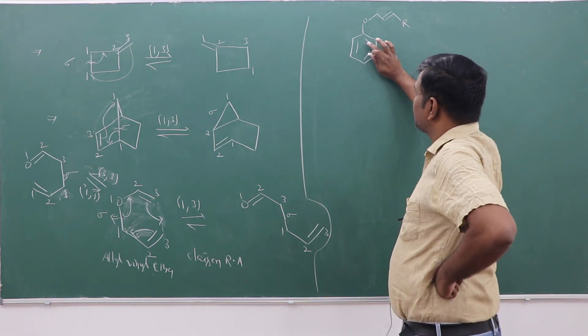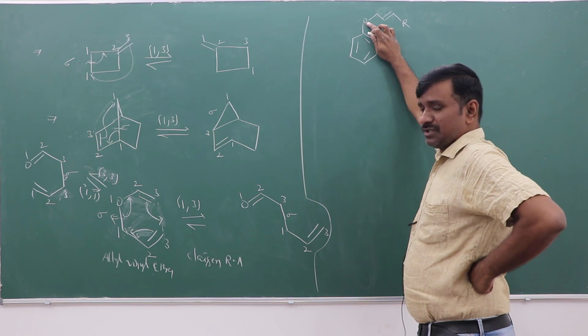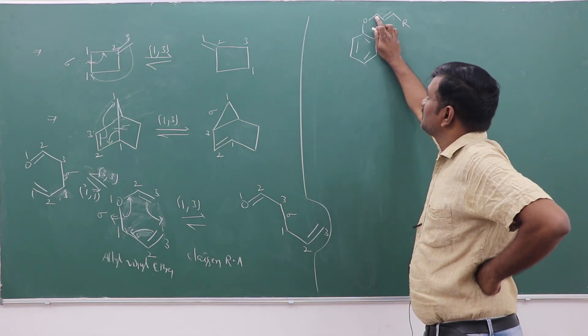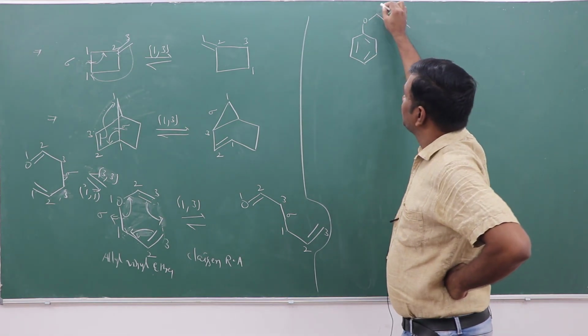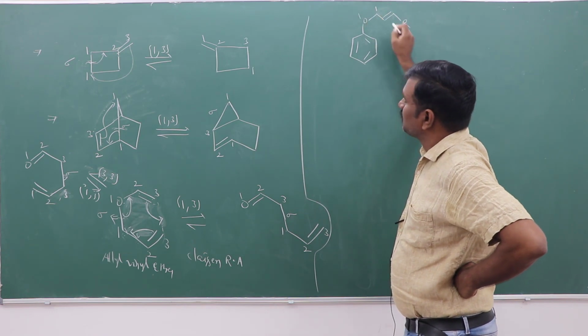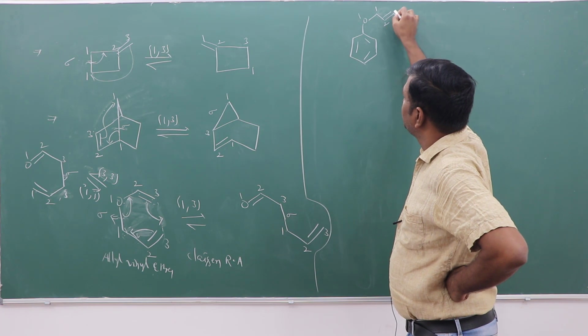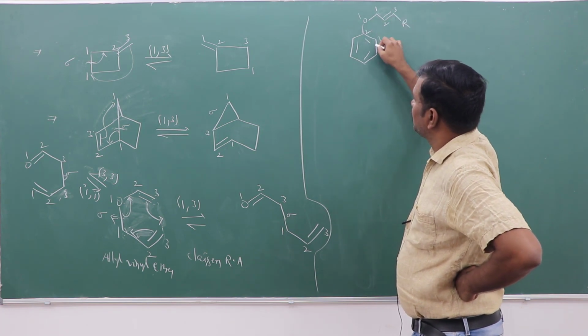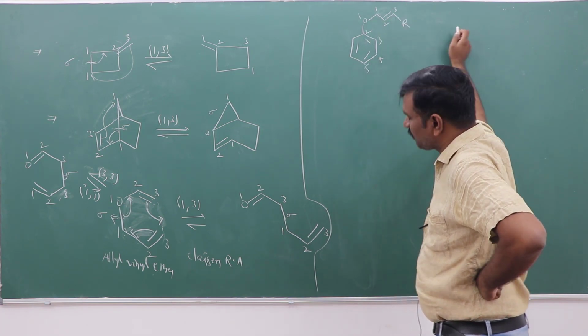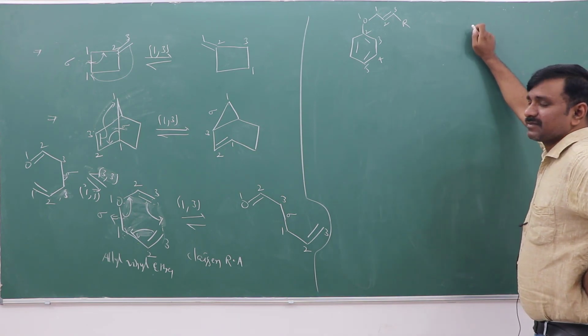Right? With respect to this unsaturation, this is the saturated position, or with respect to this unsaturation, this is the saturated position. Give the numbering 1,1 for both ends. That means this is the migrating sigma bond, right? 1, 2, 3, and you can also start here. It is 1, 2, 3, 4, 5, like this.